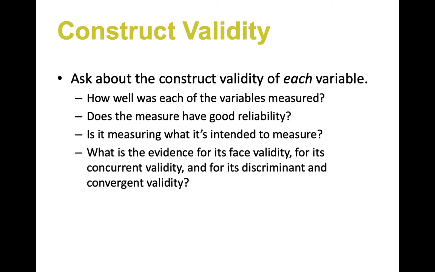When interrogating the construct validity in correlational research, what we're really doing is asking about the construct validity of each variable. So how well was each of the variables measured? Does the measure have good reliability? Is the measure measuring what it's intended to measure? What is the evidence for its face validity, its concurrent validity, its discriminant validity, and its convergent validity? So essentially, we just need to do that for both measures involved.